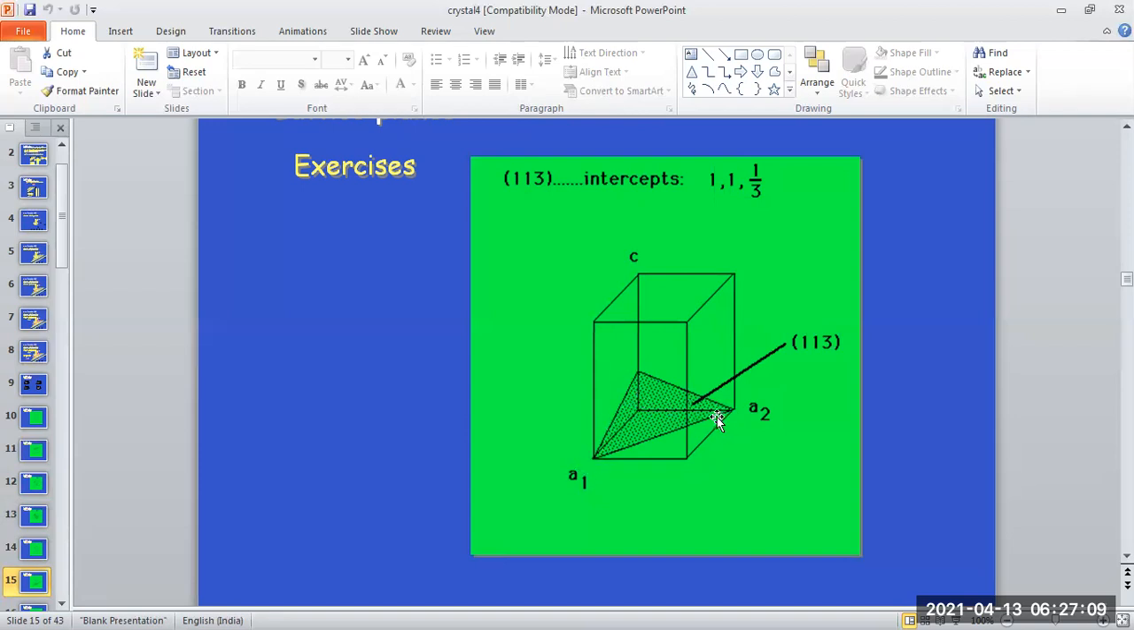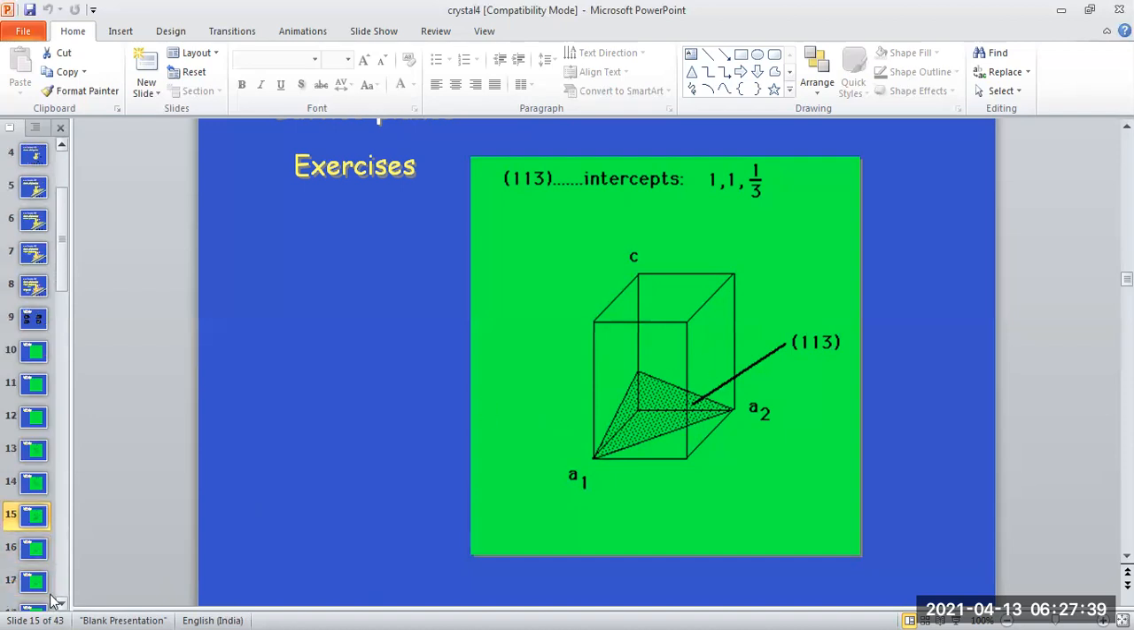So cutting this part, x-axis, y-axis and z-axis. This entire portion is 1 unit, and this entire portion is another 1 unit. But at the z-axis, see, this is completely 1 unit. So 1/3 part is cut by this particular plane. So I've just written it as 1 comma 1 comma 1/3. So you can just take its reciprocal and then we'll get this 113.